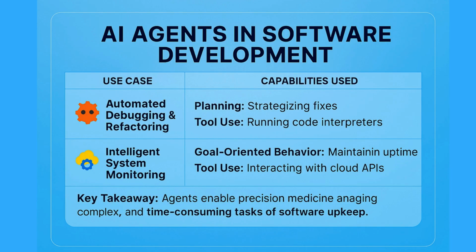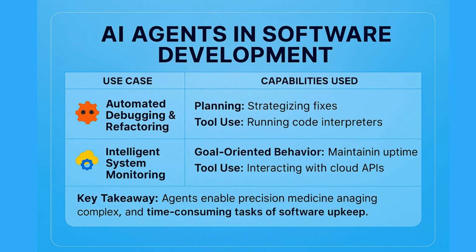As software systems grow in complexity, AI agents are stepping in as intelligent collaborators across the development lifecycle. This slide illustrates how development operations agents are evolving from simple code generators to autonomous maintainers of software infrastructure. In debugging and refactoring, agents analyze error reports, plan multi-step fixes, run code in live environments, and iteratively test their solutions, dramatically reducing developers' workload and turnaround time.